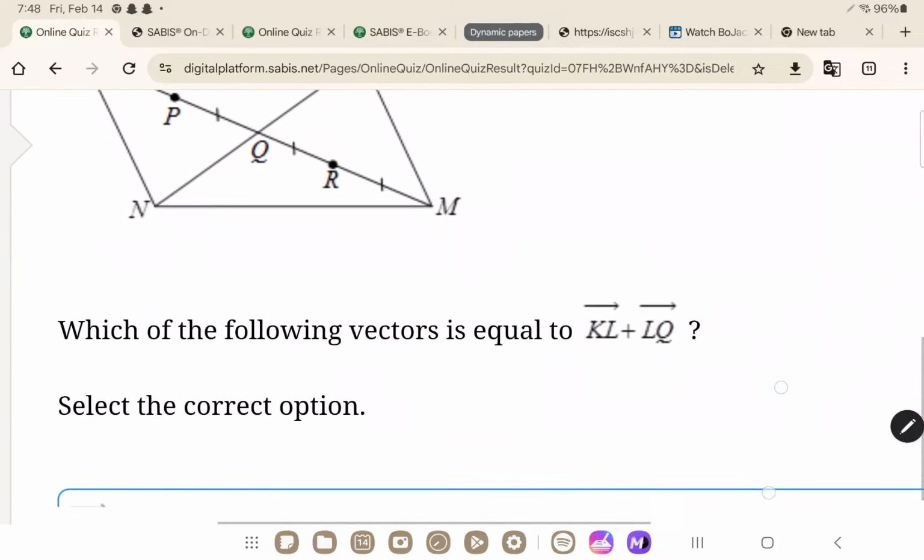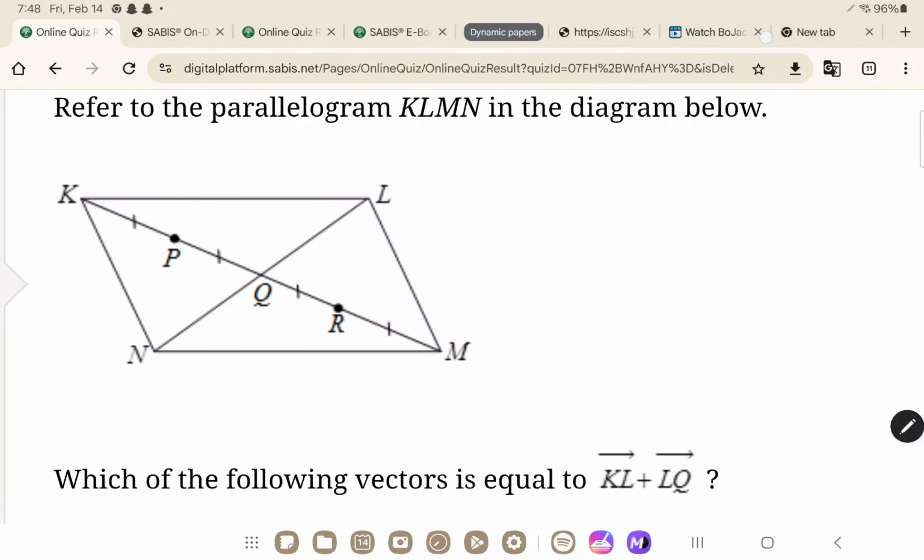Okay, so now they want us to add two vectors. So going from KL and LQ, where's LQ? Yeah. So it's technically asking you, how do you want to go from K to Q without taking this route? Simply, you're just going to have to go K, Q. Wait, let me draw it with a different color. Just going to go from K to Q, direct.